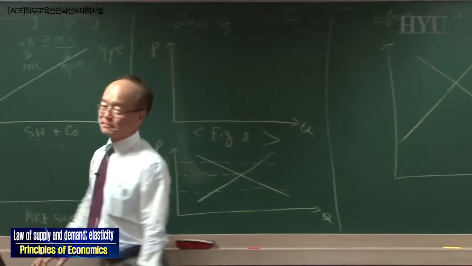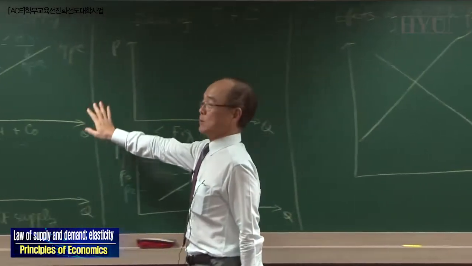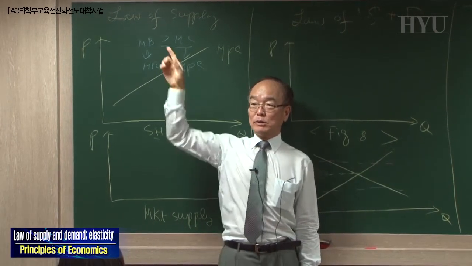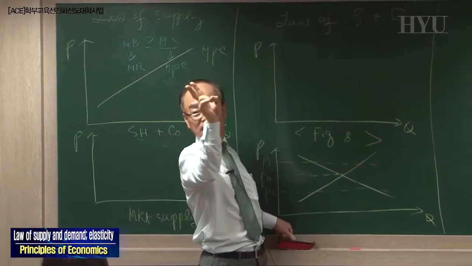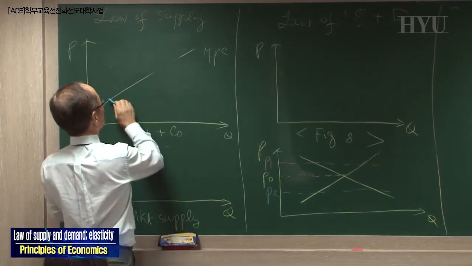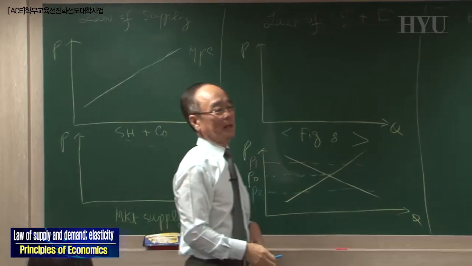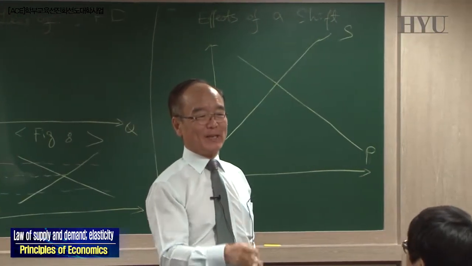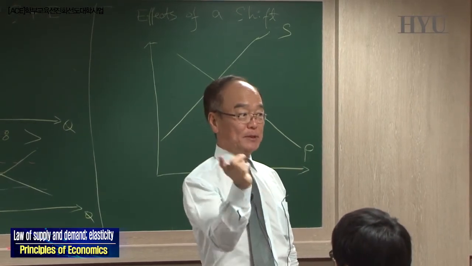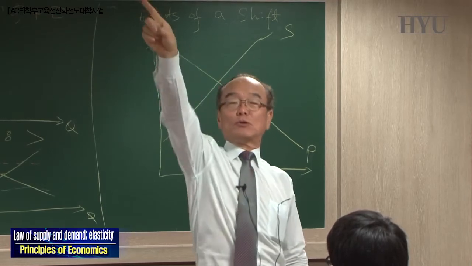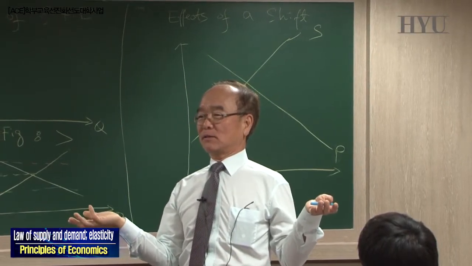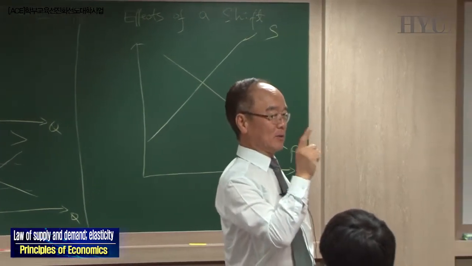So one more time, check. We checked that MPC looks like this. MPC goes up, you understood? Now the only remaining thing is that you have to understand what MR looks like. MR is benefit. MPC is cost. MPC goes up. So what does MR look like?